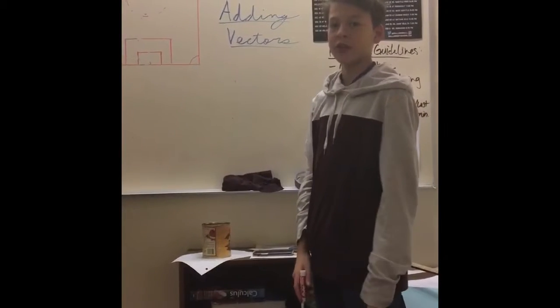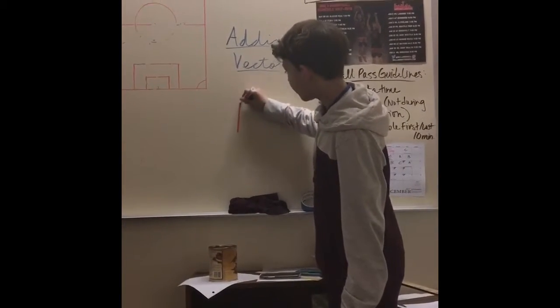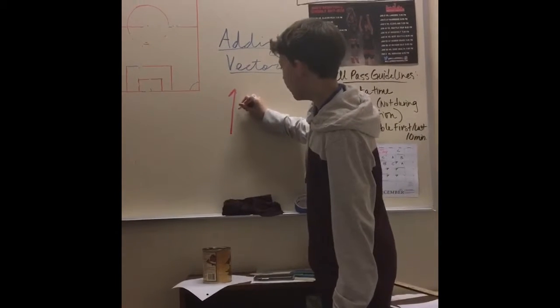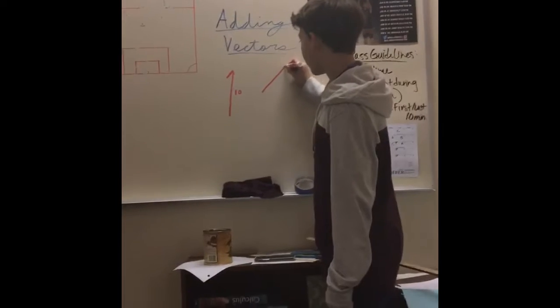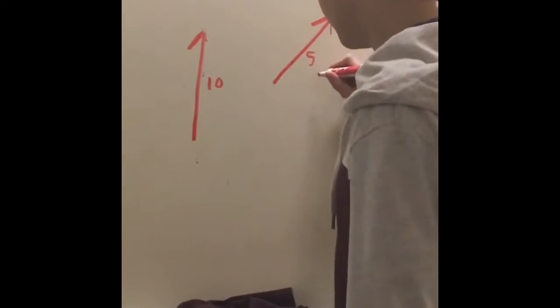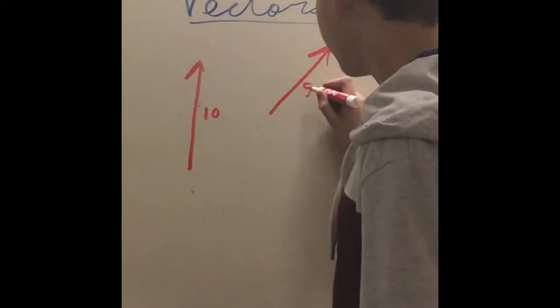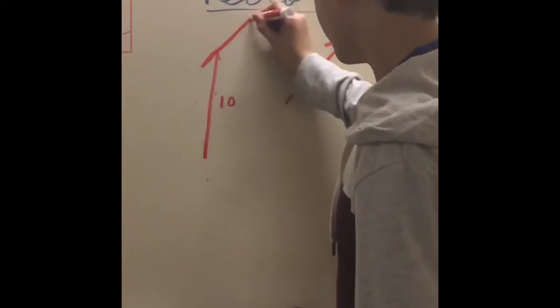Now I'm going to teach you guys how to add vectors. Let's say I have one vector, 90-degree vector, with a magnitude of 10. And let's say I have another vector, a 45-degree vector, with a magnitude of 5. To add these, I put the magnitude of the vector with the magnitude of 5 on top of the one magnitude of 10.